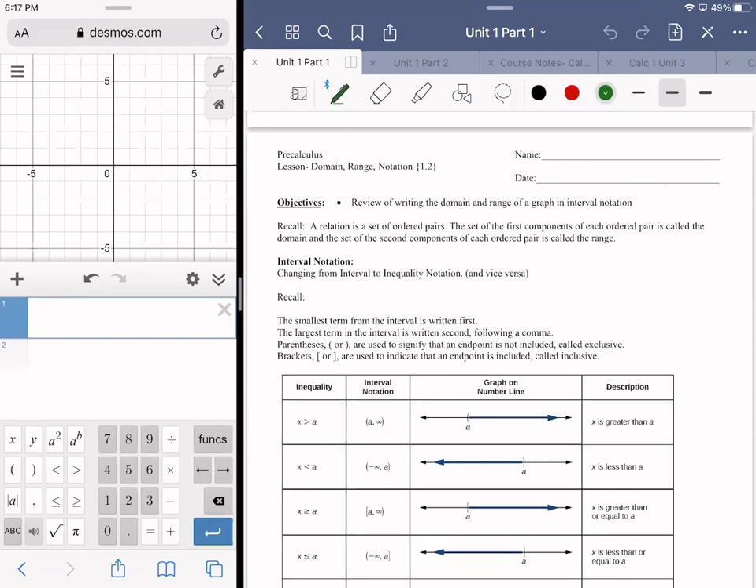So we have some definitions. A relation is a set of ordered pairs. The set of the first components of each ordered pair is called the domain, and the set of second components of each ordered pair is called the range. Kind of a weird thing to say. It just seems very vague and not very meaningful.